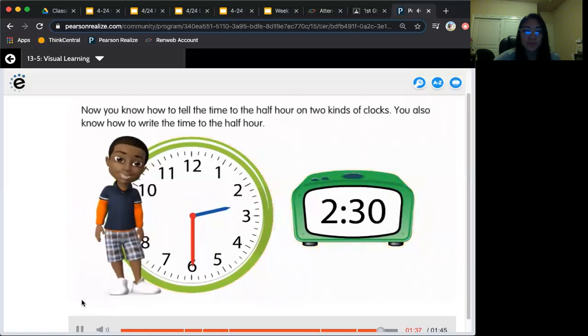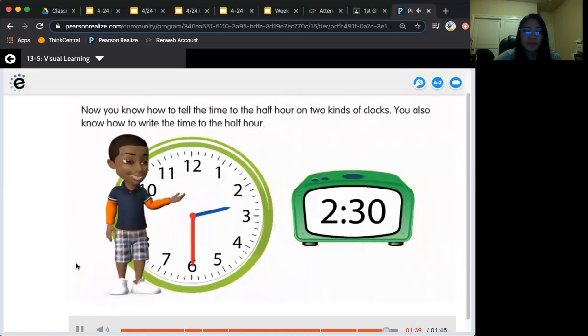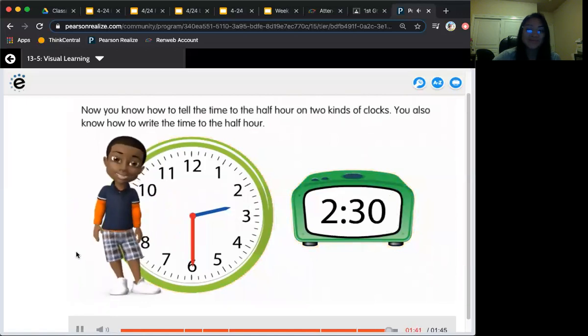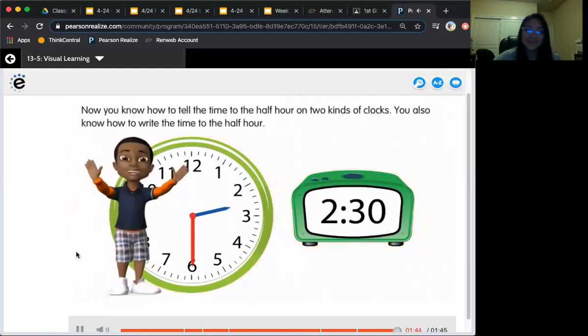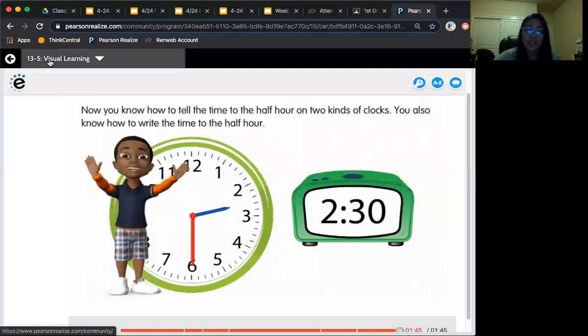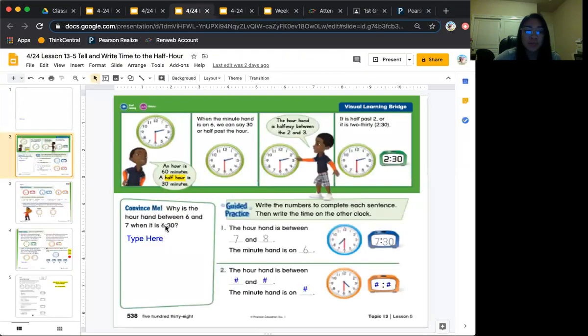Now you know how to tell the time to the half hour on two kinds of clocks. You also know how to write the time to the half hour. Awesome. So that's what we're going to be practicing doing on our math today. Why is the hour hand between 6 and 7?